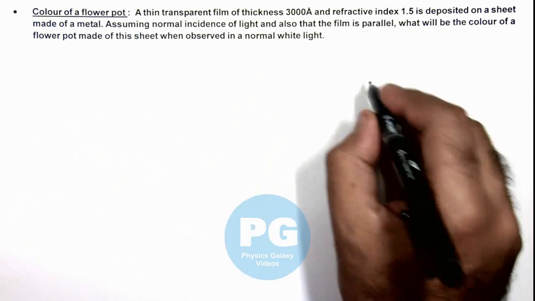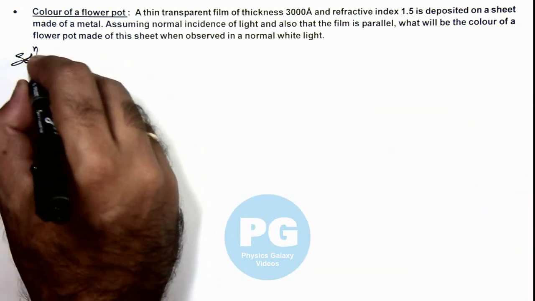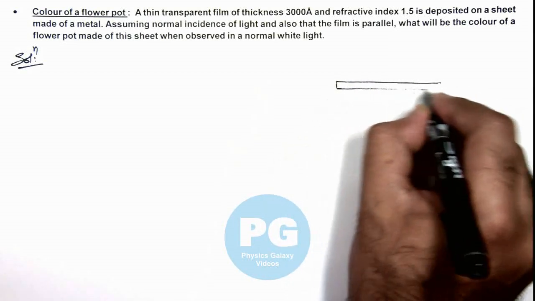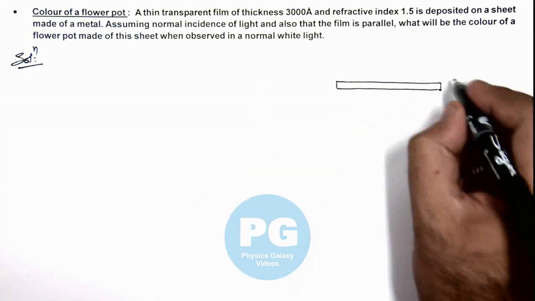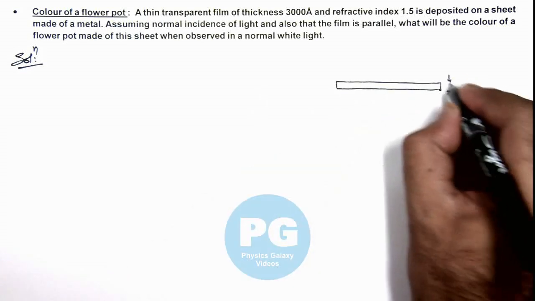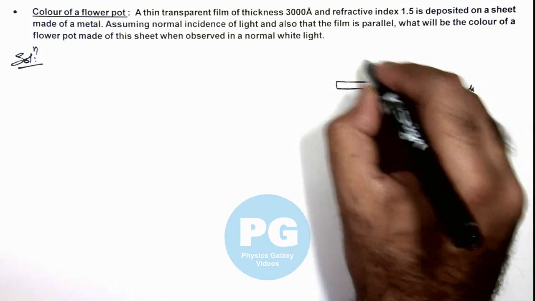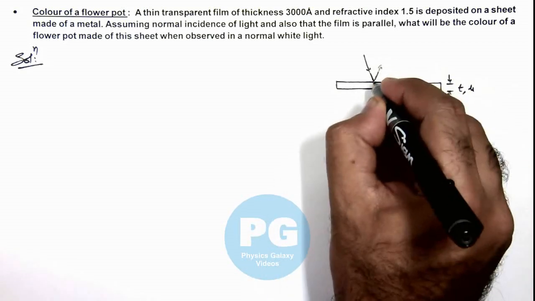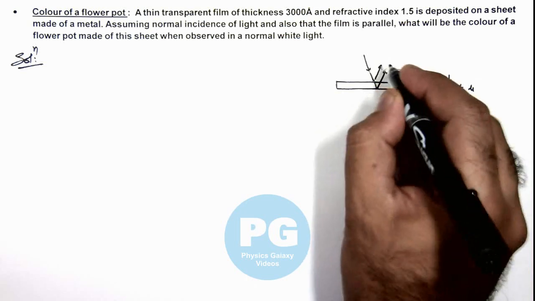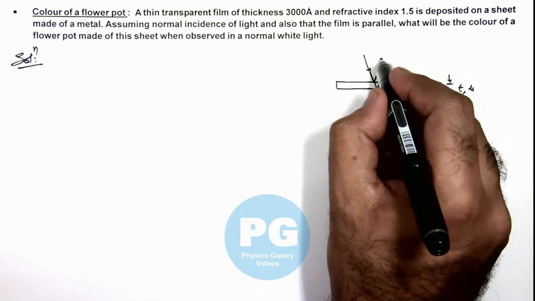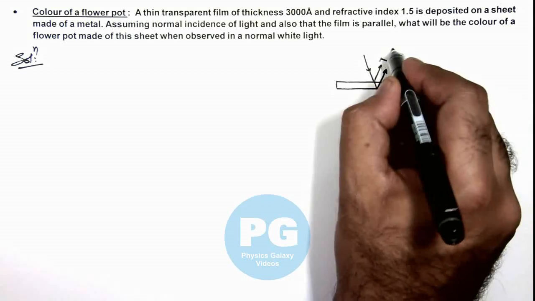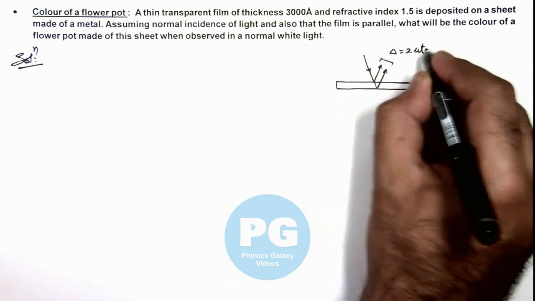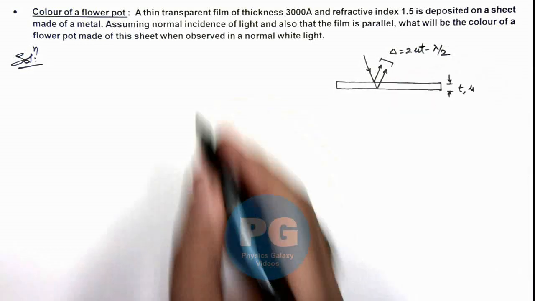So, we need to analyze the situation, what happens to reflected light when white light is normally incident on such a sheet. Say the sheet is of thickness t and refractive index mu and light is normally incident onto it, then we already discussed in concept videos that for the two light beams reflected from the upper and lower face, the path difference can be directly calculated as 2 mu t minus lambda by 2. This we already discussed in concept videos.